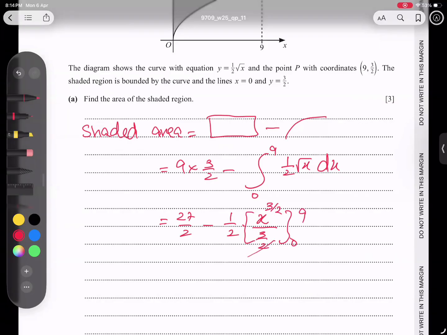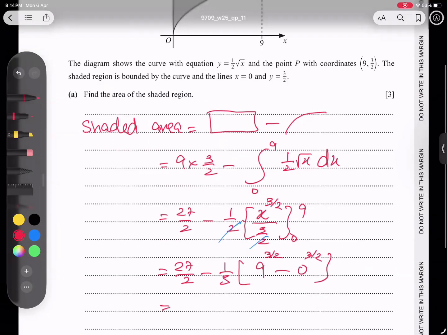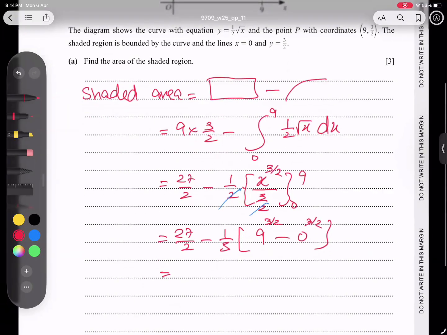These two cancel out. Reason 1, 2 up and 1, 2 down. So I can say 27/2, and this 3 can go outside as 1/3. Inside, 9 to the power 3/2 minus 0 to the power 3/2. So what am I getting here, students? 27/2. And if you check it, 9 to the power 3/2 gives us 27.